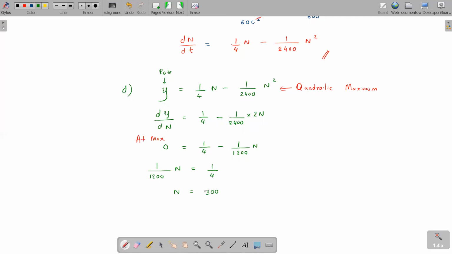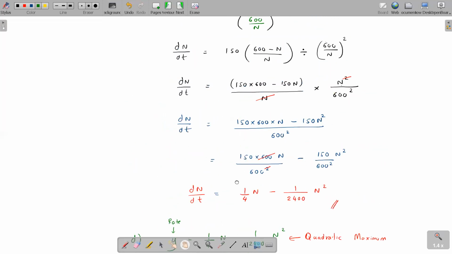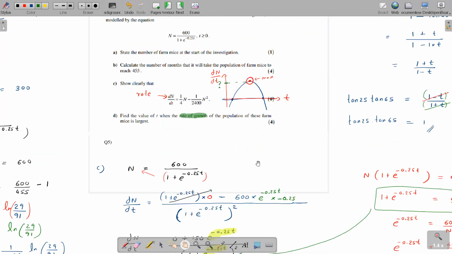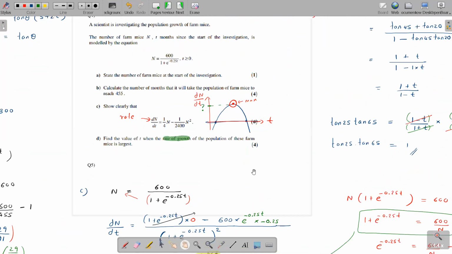So you get n is 300. So then the maximum dn by dt is when n is 300. So what do they want? They want us to find the time, right? Find the time when the rate of growth is the highest. So how do you find the time then?